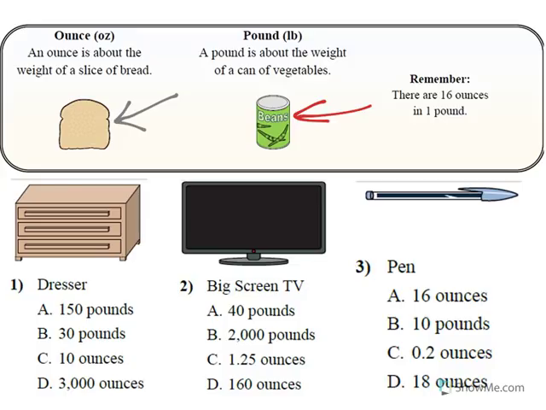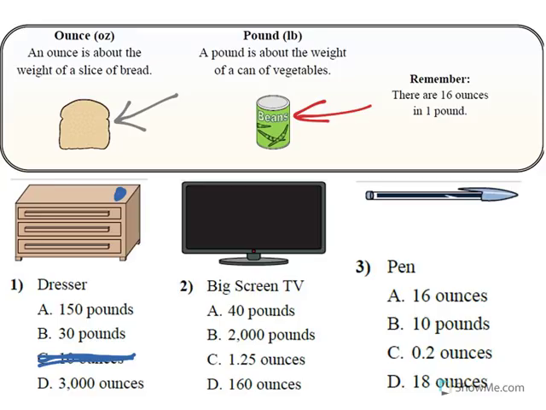So when I'm looking at this one right here, I am trying to figure out the weight of this dresser. So I'm looking at my answer choices. I have 150 pounds, 30 pounds, 10 ounces, and then 3,000 ounces. Well, here's what I know. Ounces are about one piece of bread. So if it were 10 ounces, that would only be about 10 pieces of bread, which would not be heavy enough. So I'm going to cross that out. Also, 3,000 ounces, that is going to be about 3,000 slices of bread. That's kind of hard to visualize.